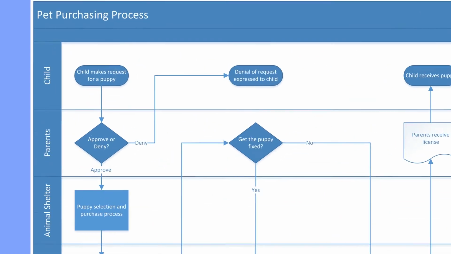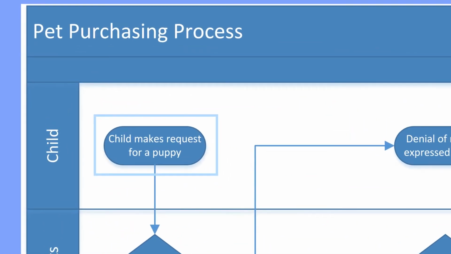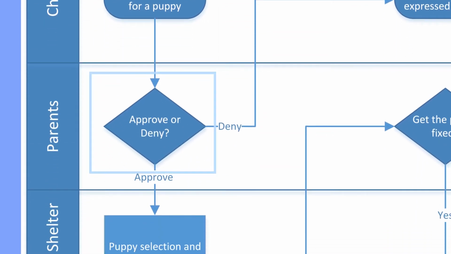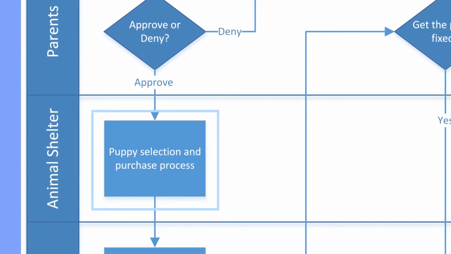This process starts with a child asking his parents for a puppy. The parents make the decision, and then we follow the process whichever way they decide. Let's say they agree to get a puppy. They would then go to the animal shelter and select a puppy to adopt.